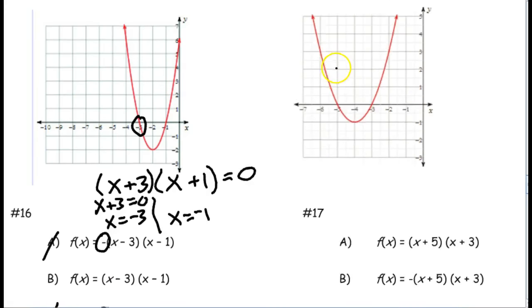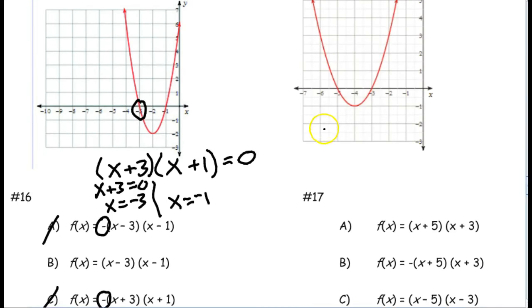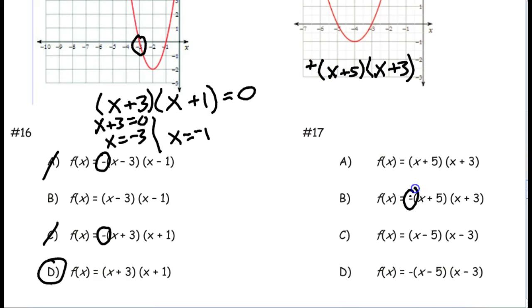And for the same reason on the next one, 17, if we have a -5, we'll have x plus 5, and then an x plus 3. This is opening upwards, so I know this is positive as well, so it can't be the two negatives. It has to be the one that's opening upward with plus 5 and plus 3.